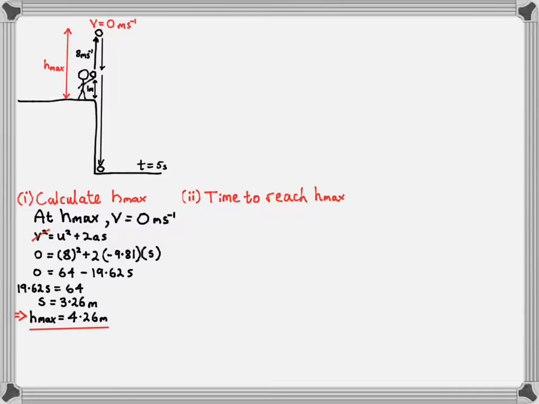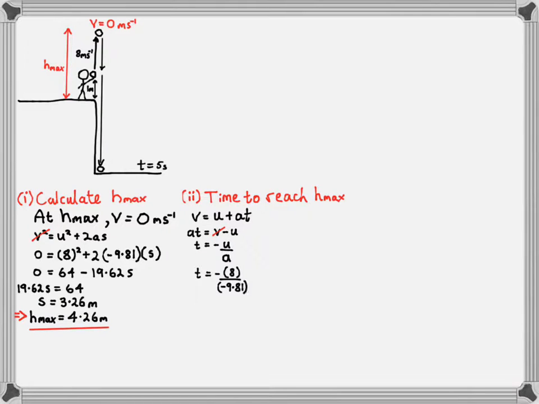What if I wanted to calculate the time to reach the maximum height? This is a little bit simpler. I can just use one of my suvat equations again: v is equal to u plus at, the first equation. And I rearrange that to get time by itself. Again, the final velocity v is going to be 0.